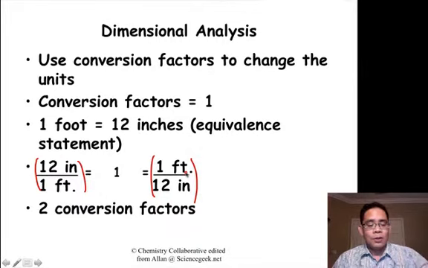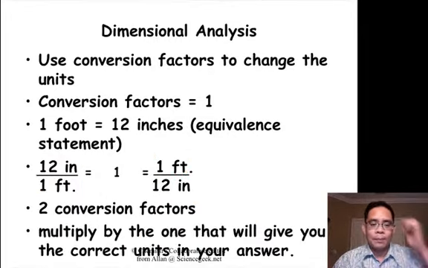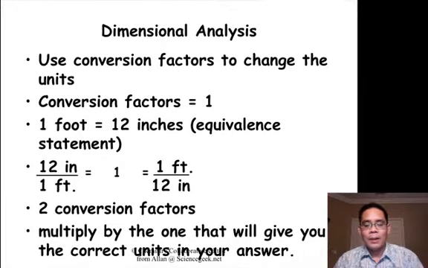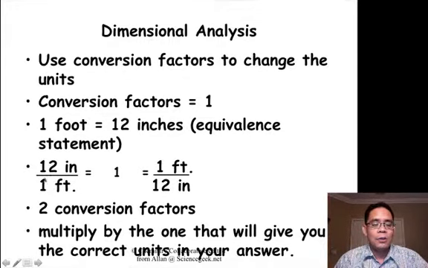And so these are 2 different ways of writing those same ratios. Okay? Multiply by 1, that will give you the correct units in your answer. So the idea is that you just have to pick one that's going to best work for you. If you're starting with feet, you're going to use the one with feet on the bottom so you can cancel it out. If you're starting with inches, you're going to use the one with inches on the bottom so you can cancel that out. So let's show you an example of this.